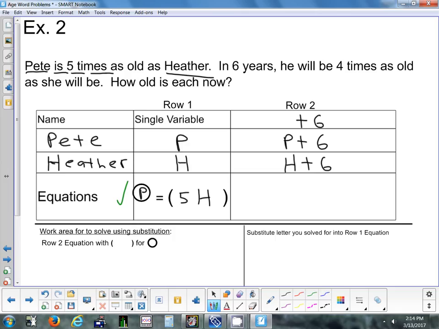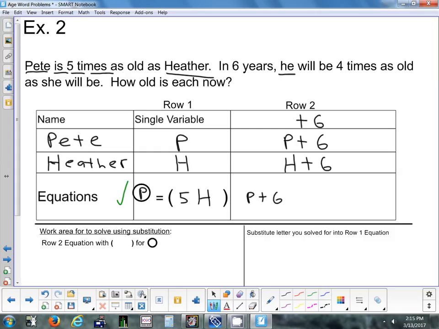All right? Next thing. I'm going to get my second equation, and that's something else I'm going to look for on the test to get credit. In 6 years, he. Who's he? P. How are we representing P? Not P. P was back in equation 1. We're doing equation 2 now. Equation 1 uses the letters in column 1. Equation 2, P +6, uses the letters in column 2.